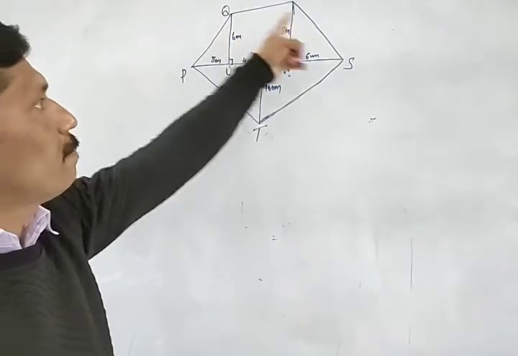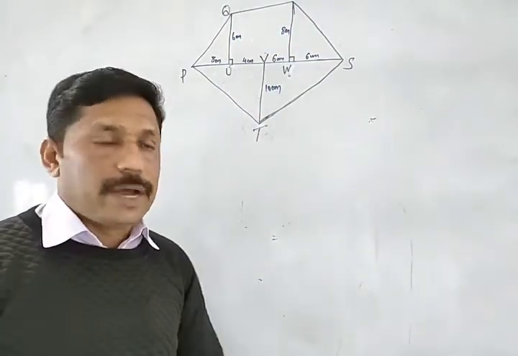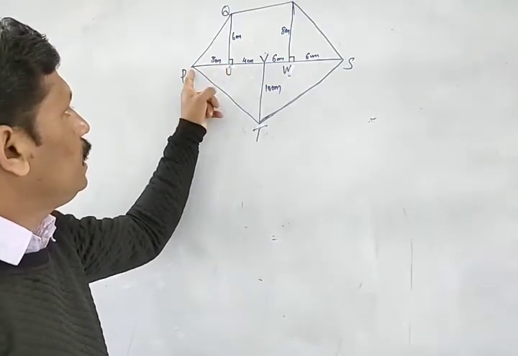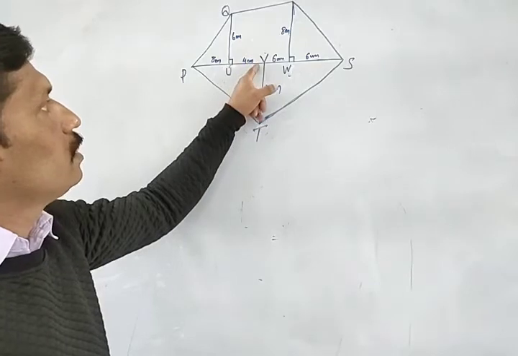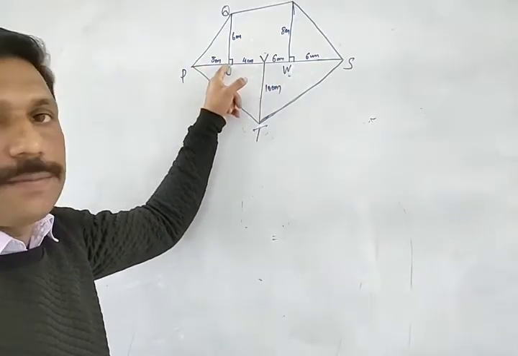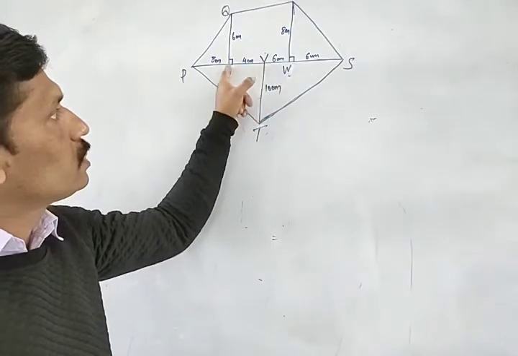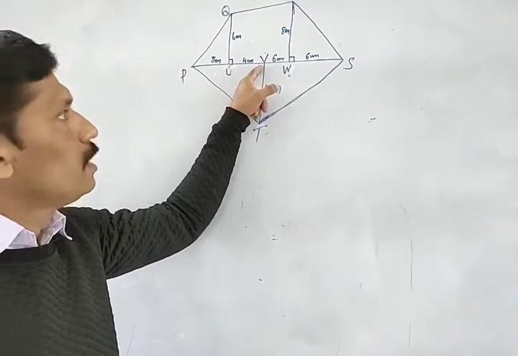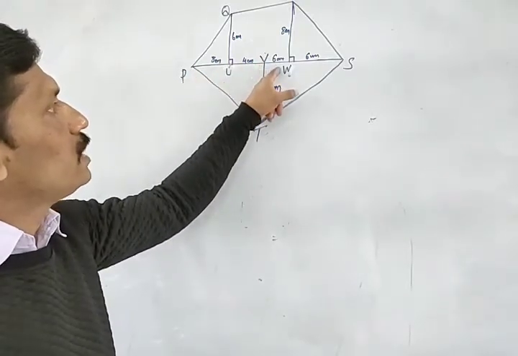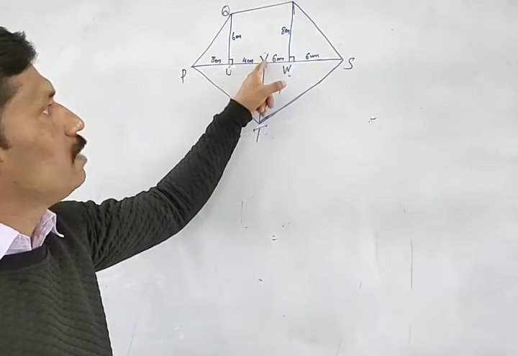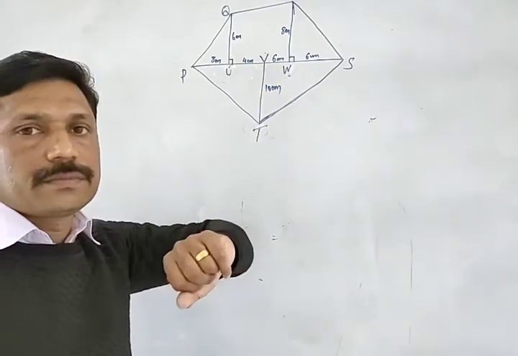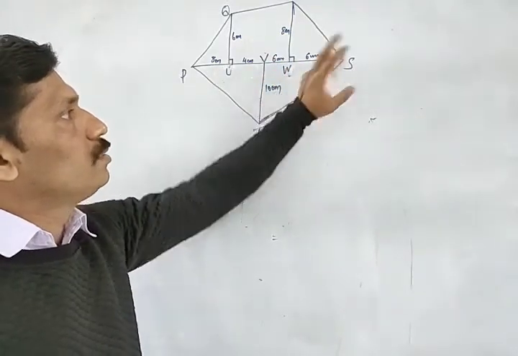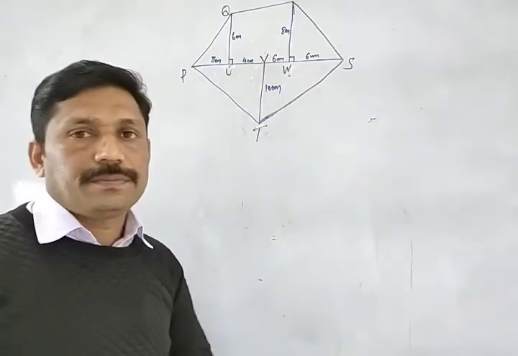I have drawn here a pentagon. In that you can see 5 sides. PU is 8 cm, that is given in the question, and PV is 12 cm. Total 12 cm, from here to here 8 cm, therefore the remaining part from U to V is 4 cm, total 8 plus 4, 12 cm. And then PW is given, that is 18 cm, that means up to here 12 cm, the remaining part is 6 cm. And PS is given, that is 24 cm, that means 18 plus 6 is equal to 24. So this part is 6 cm.